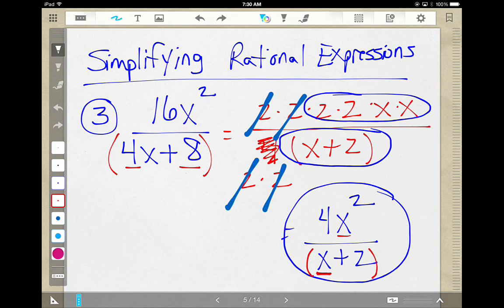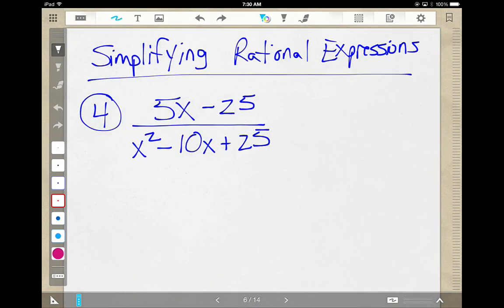If you look up above, in the numerator it was 2 times 2 times 2 times 2 times x times x. No pluses, no subtractions. In the bottom it was 2 times 2 times x plus 2. So when I got to that plus, I left the x plus 2 as one factor. And that's how you have to think of it.